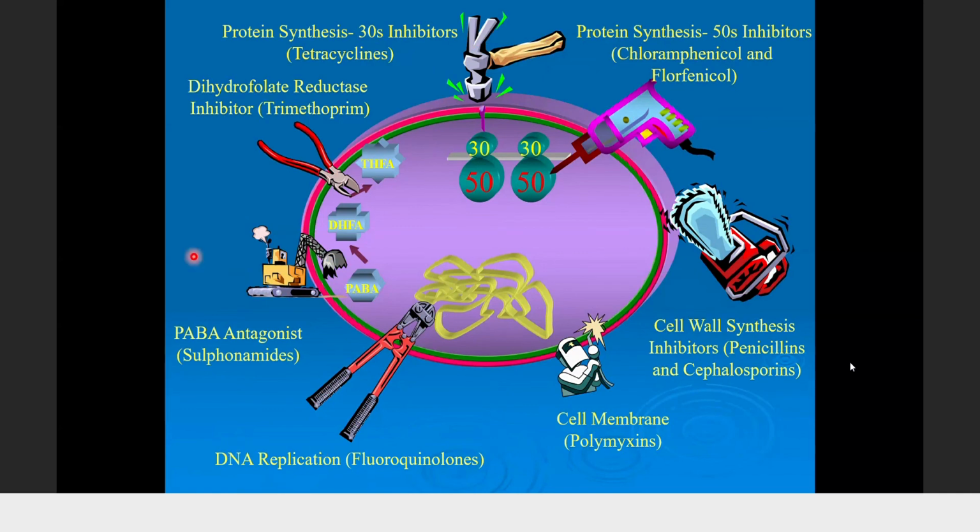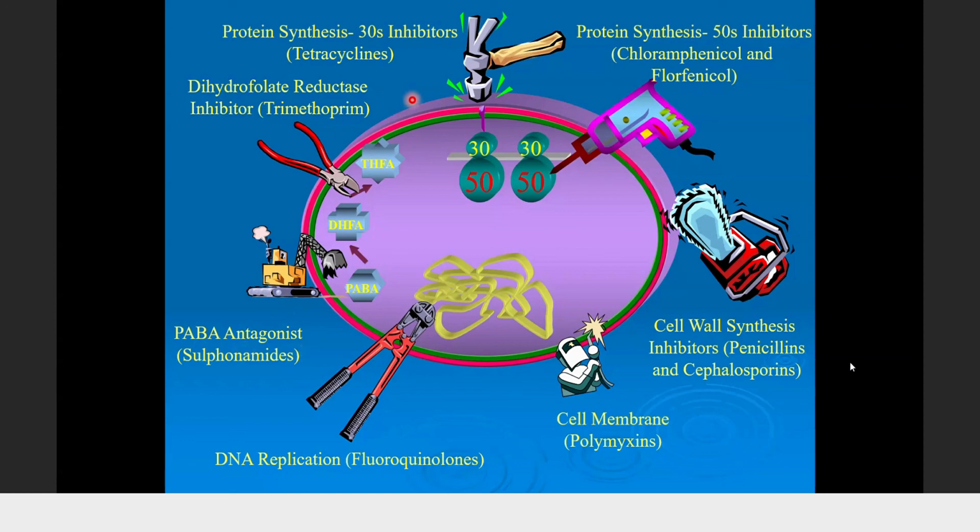This is just a repetition, I have mentioned it earlier, on the drugs that act on cell wall synthesis, the penicillin and cephalosporin; on the cell membrane, polymyxins; on DNA, fluoroquinolones. And then the sulfonamide actually affects the metabolic activity of the bacteria. Sulfonamide is a PABA antagonist. I'll explain this in my next slide.